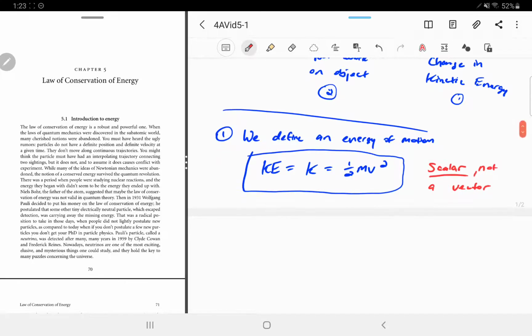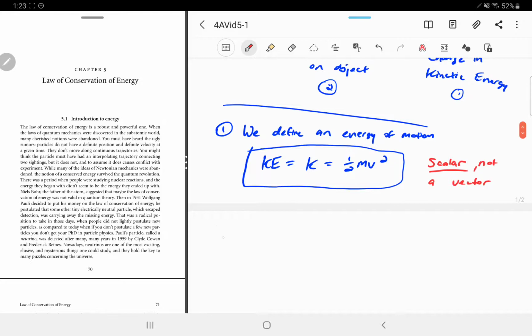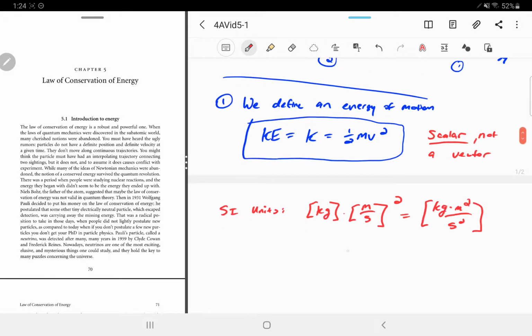And the units here, in SI units, the units of energy are kilograms. So it's the SI unit for mass, the SI unit for speed or velocity squared. So it's kilograms meters squared per second squared. And we give this a name. This is a joule, capital J.